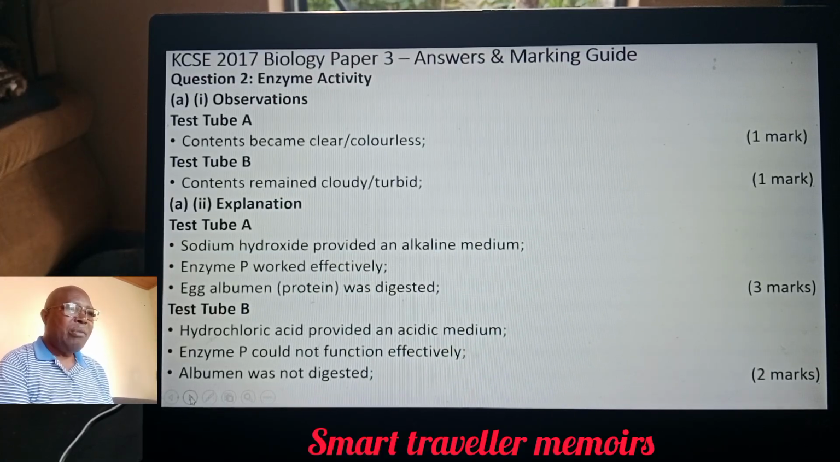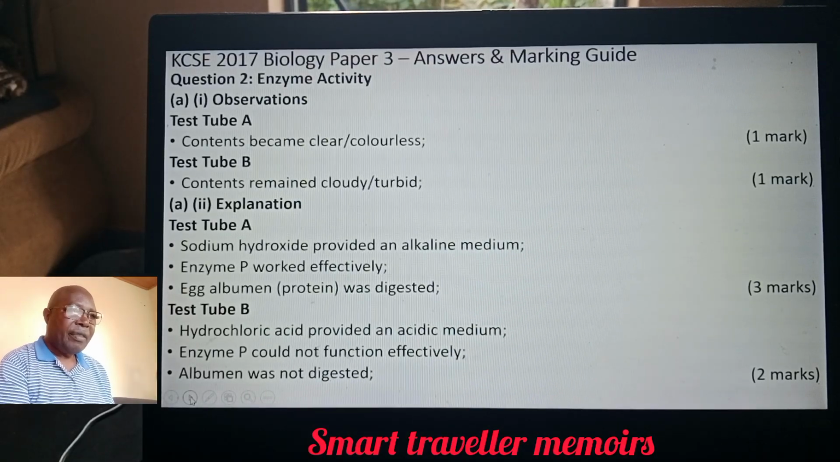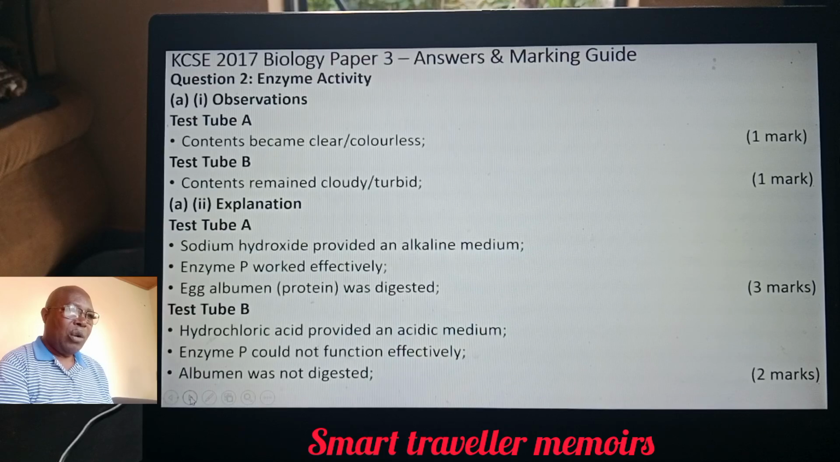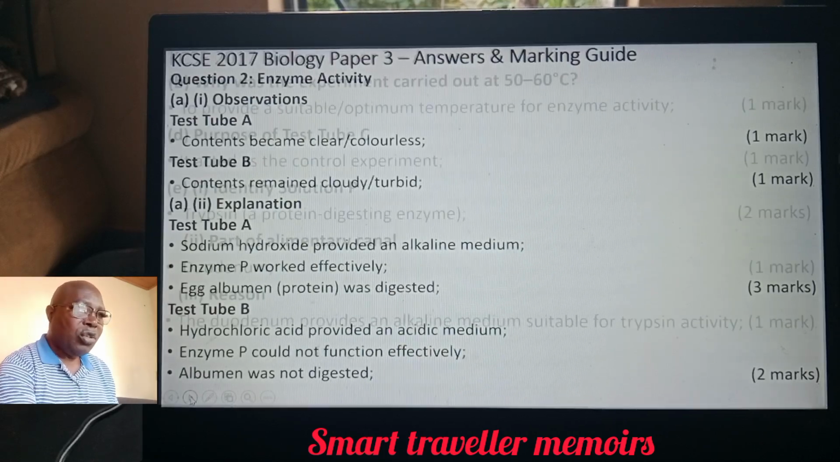provided an alkaline medium. Enzyme P worked effectively, tick. Egg albumin protein was digested, tick. Test tube B, hydrochloric acid provided an acidic medium, tick. Enzyme P could not function effectively, tick. Albumin was not digested.